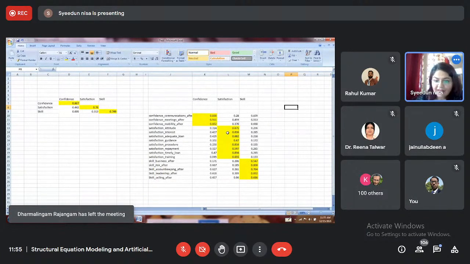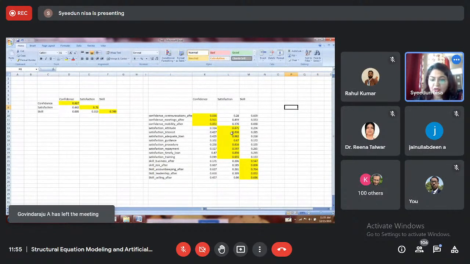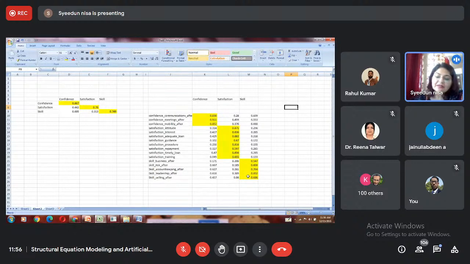Okay, similarly, if we see the values for satisfaction, all the values here are loading better in their parent construct than any other construct, whether it's confidence or skill. So it is not loading better in those constructs, but it is loading very well in its parent construct. Similarly, for skill also, the loadings load better in their parent construct than any other construct. So this says that if the loadings are loading better in their parent construct, then discriminant validity is achieved, because they are not loading anywhere else.